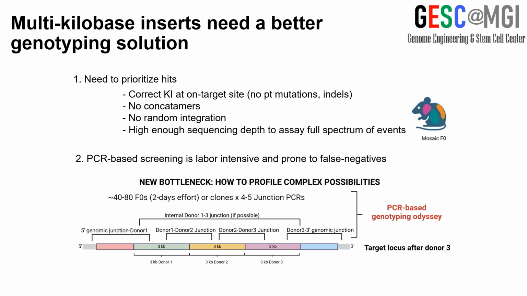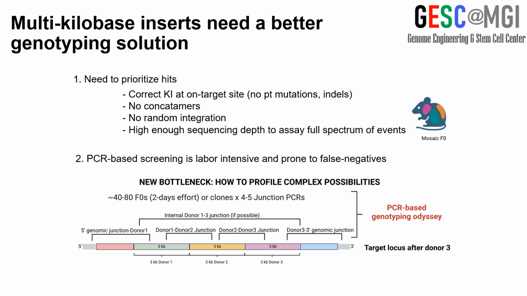And these variables are not just looking at the correct knock-in at the on-target site by a gel image, but rather we are also wanting to know whether there are any point mutations or indels within that construct. We want to ensure there aren't any concatemers, that we don't have any random integrations elsewhere in the genome, or if there are, we'd love to know where they are so that we can follow them as we breed the animal. And we also need high enough sequencing depth to assay the full spectrum of events when you're trying to genotype a mosaic animal that has many events. And those events can happen at various frequencies depending on when in development the edit occurred.